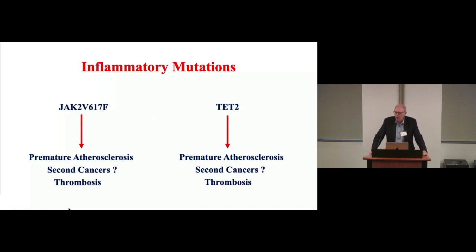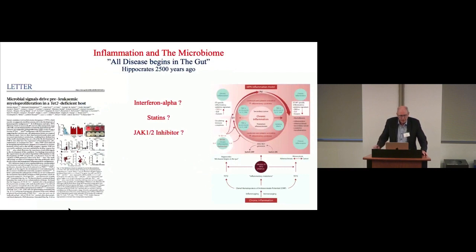We have also heard about other mutations. There's a mutation called TET2, and this mutation also gives rise to accelerated atherosclerosis and blood clot formations, and possibly also second cancers. A few years ago in Nature, there was a milestone paper telling the story that microbial signals drive pre-leukemic myeloproliferation in TET2 deficient mice. And this study opened the horizon for several other studies on this very important issue, that all disease begins in the gut.